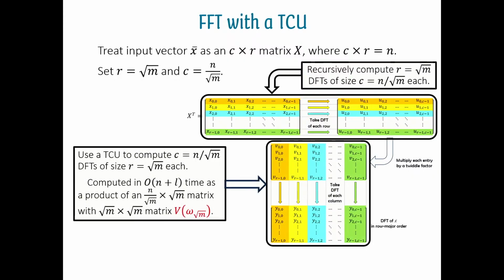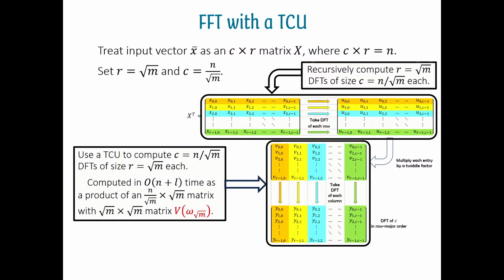But the next step, when you are doing the column thing, you have to take n over square root of m DFTs, each of size square root of m. If you have to take a DFT of size square root of m, then think about the Vandermonde matrix. That will be square root of m by square root of m. That is not optimal, but you can fit it inside your hardware. Then you simply do naive matrix multiplication with that, and you end up getting n over L time to do this.